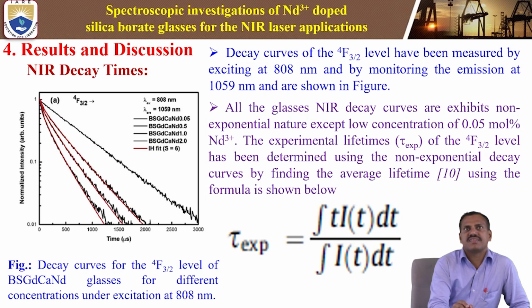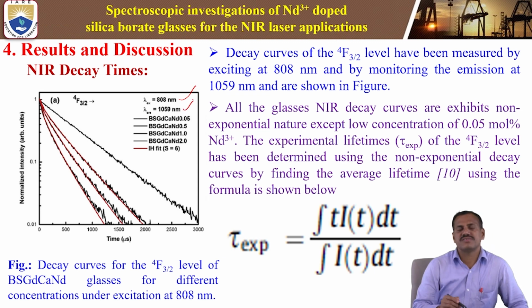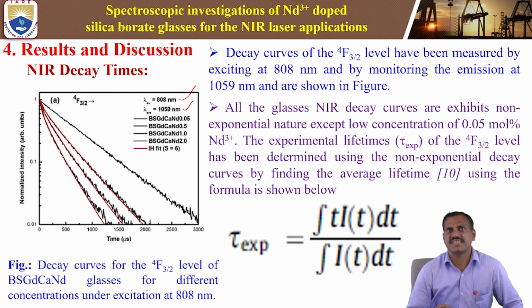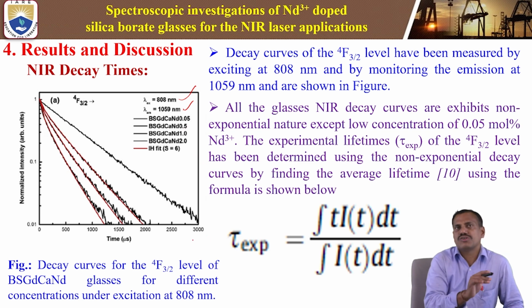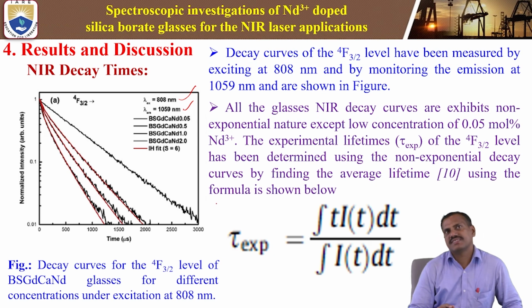Here we are taking the concentrations from low concentration. For these decay times we are pumping at 808 nanometers and monitoring the emission at 1059, because among the three emission transitions the highest intensity is observed at 1059 nanometers. We pump with an 808 nanometer semiconductor diode laser. From the 4F3/2 level, different decay times are observed. The low concentration, 0.05 of Nd3+, shows single exponential nature. There is no energy transfer in the low concentration because it exhibits single exponential nature.